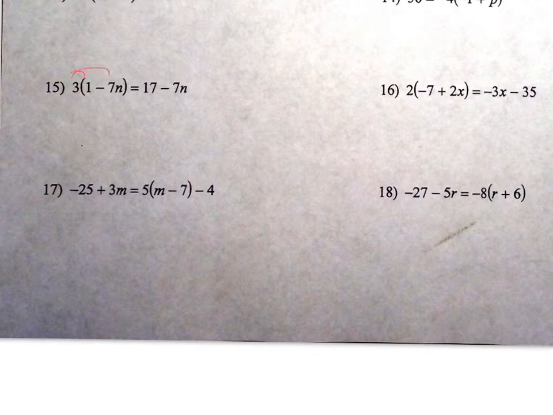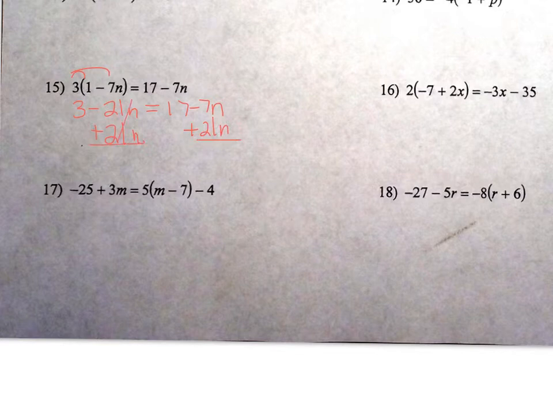15, you distribute. When you distribute, you get what? 3 minus 21n equals 17 minus 7n. Then which one do you move first here? The negative 21, because that's the smallest variable. Okay, so you move it with the opposite of that, which is positive 21n. So you're going to have 3 equals 17.